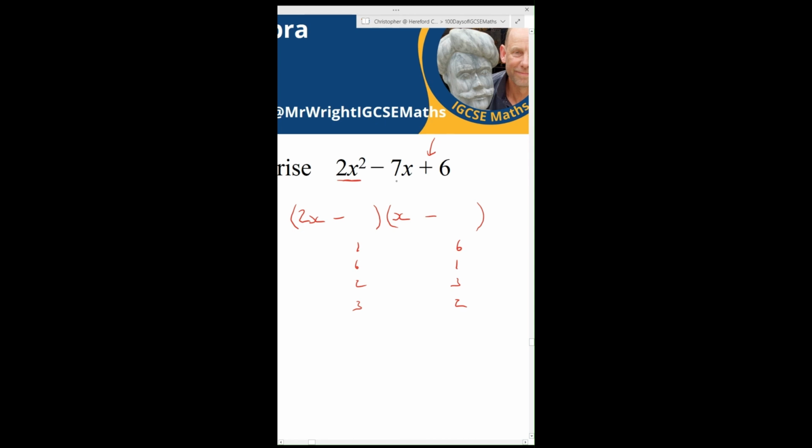I see I've got minus 7x, so that would work rather well if it was 2 times the 3 and then minus the 1, because then I'd get minus an x from my nose and minus 6x from my mouth. So there is my solution.